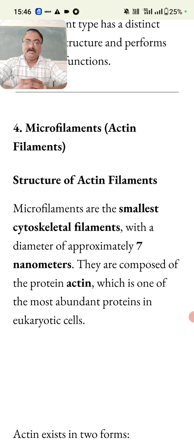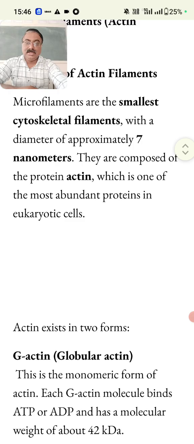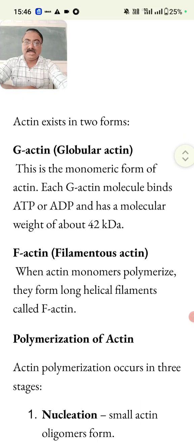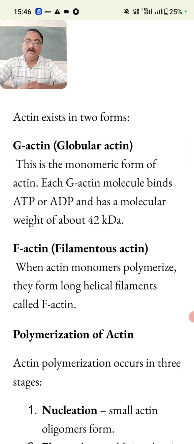Structure of actin filaments. Microfilaments are the smallest cytoskeletal filaments with a diameter of approximately 7 nanometer. They are composed of the protein actin, which is one of the most abundant proteins in eukaryotic cells. Actin exists in two forms: G-actin, that is globular actin. This is the monomeric form of actin protein. Each G-actin molecule binds ATP or ADP and has a molecular weight of approximately 42 kilodalton. F-actin, filamentous actin. When actin monomers polymerize, they form long helical filaments called F-actin.